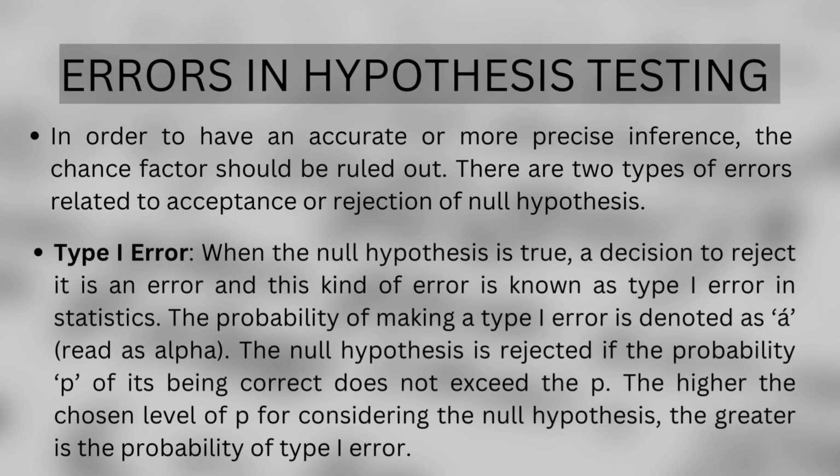So, let us know about type 1 error. When the null hypothesis is true, a decision to reject it is an error, and this kind of error is known as type 1 error in statistics. The probability of making a type 1 error is denoted as alpha. The null hypothesis is rejected if the probability of its being correct does not exceed the chosen probability. The higher the chosen level of p for considering the null hypothesis, the greater is the probability of this kind of error.